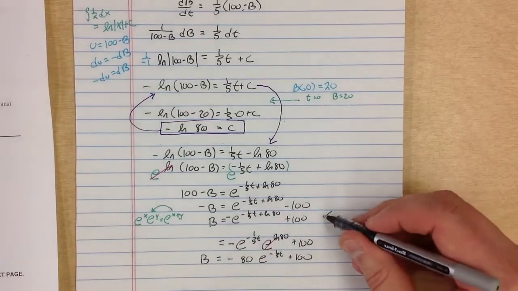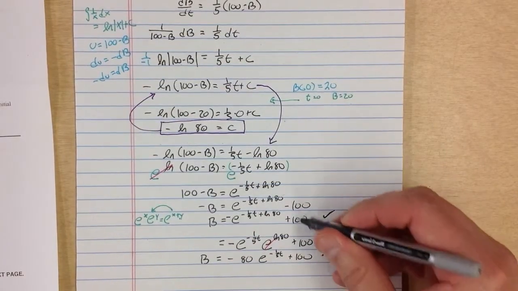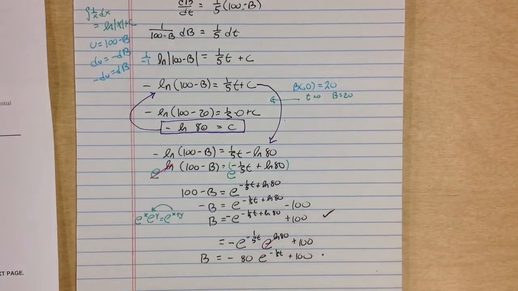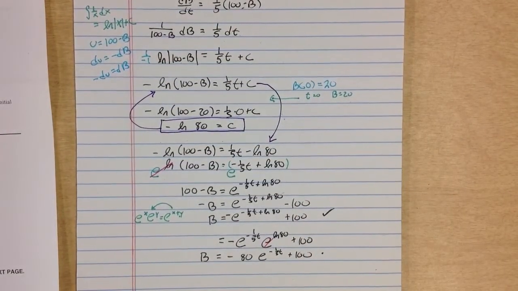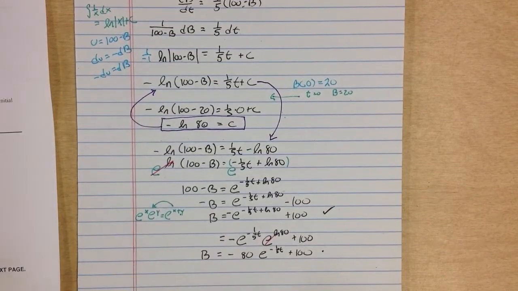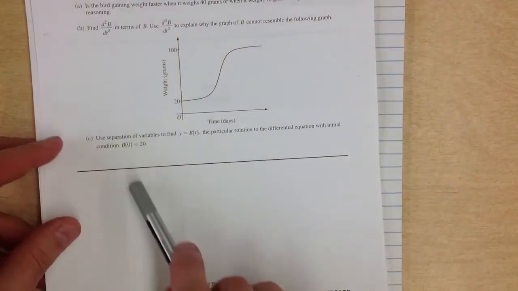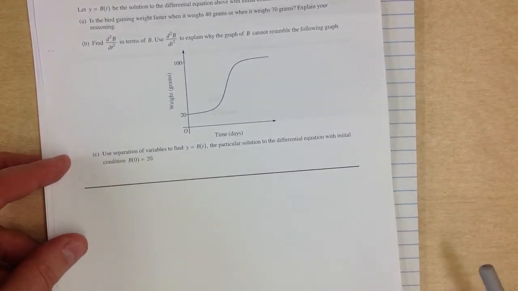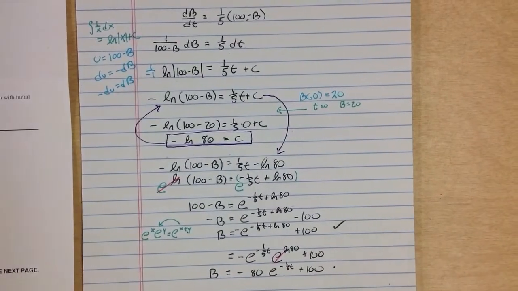So I've really solved it here, but I made it look a little nicer here. This looks a little nicer because it doesn't have as messy an exponent. So that's my solution for b. And that is my particular solution for part C. I have indeed used separation of variables to find y equals b of t, the particular solution with initial condition b of 0 equals 20. And that's my solution right there.